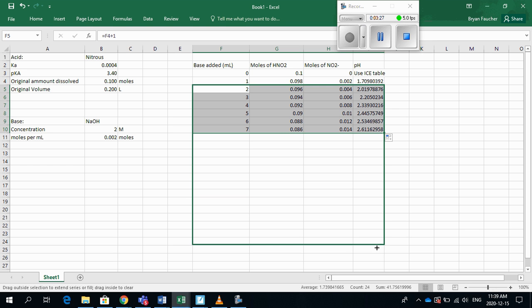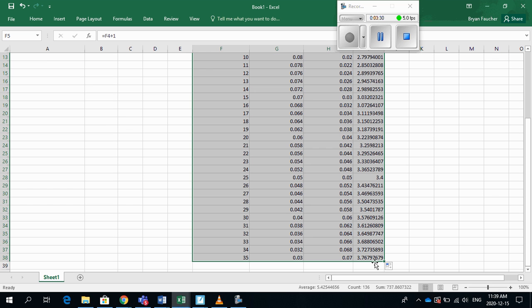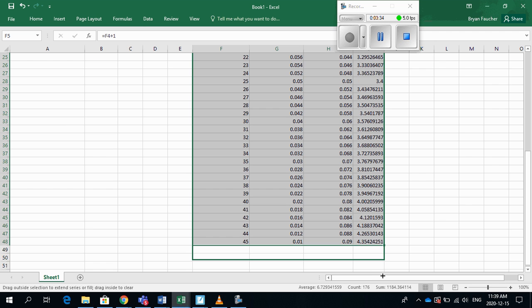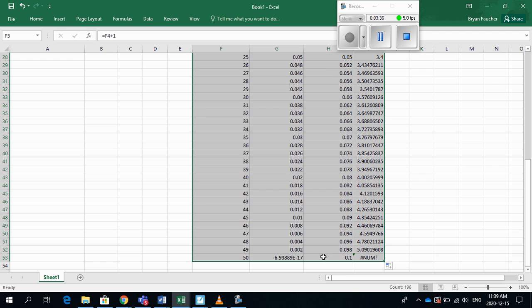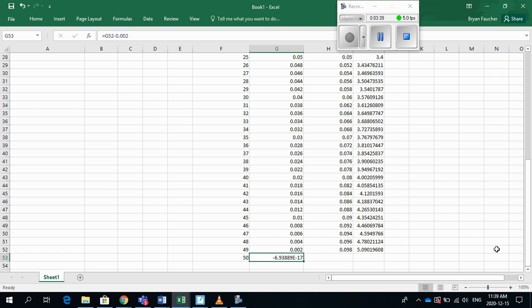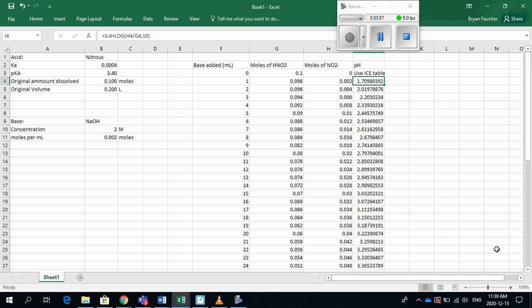In total, we need to add 50 mils of the base before we fully get rid of our original amount of acid and reach the second equivalence point. So after we add 50, we now have 0 left of this. We have 1.0 molar NO2 minus, which means that we have to use an ice table to calculate the pH at this point. And again, you can do that by hand. But the data that we now have are enough for us to create a nice looking titration curve.